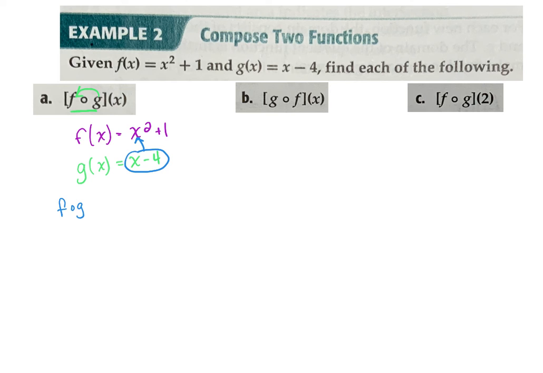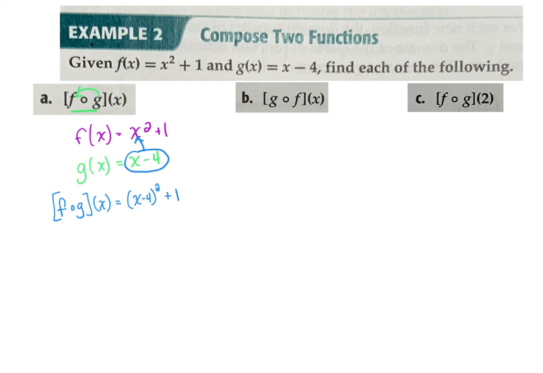is going to then be x squared, but instead of x, we're writing x minus 4 squared plus 1. So we're just taking all of the g and putting it into f. So f is x squared plus 1. So for the x, we're plugging this guy in. All right, and we're going to simplify it. We can do this, right?